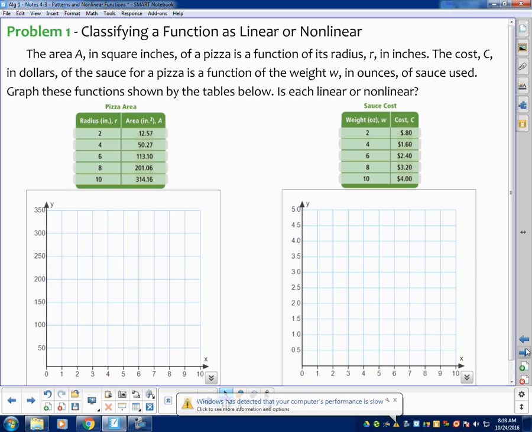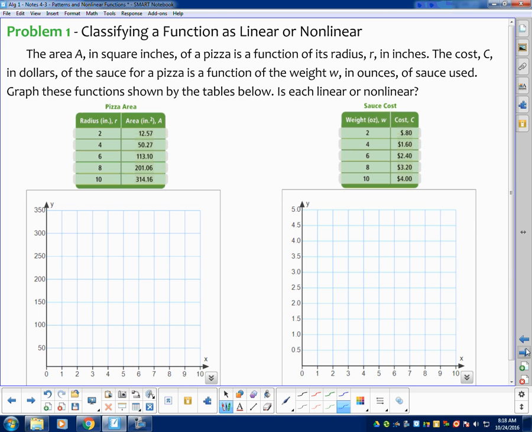So let's look at our first nonlinear function here. It says the area A in square inches of a pizza is a function of its radius, r, in inches. The cost, c, in dollars of the sauce for a pizza is a function of the weight, w, in ounces of sauce used. Graph these functions shown by the tables below. Is each linear or nonlinear? So one of these I think is linear and one is not. So let's do our best to graph these.